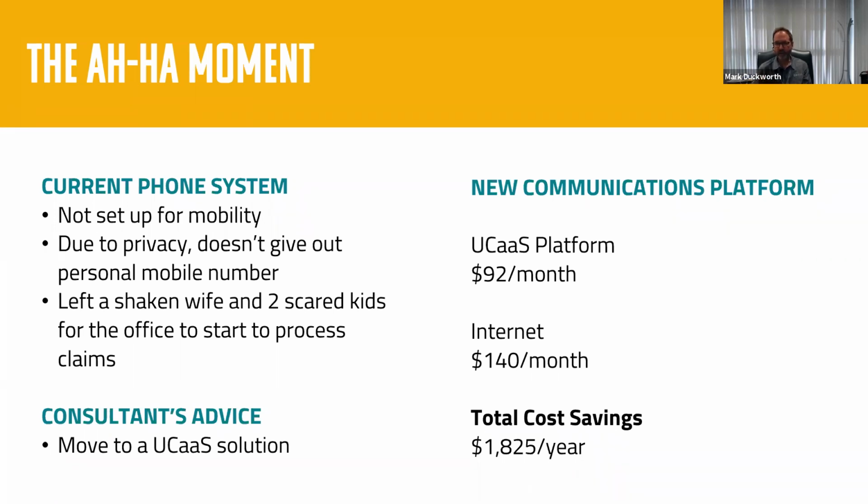But current phone systems are not set up for a lot of these tools that these customers want. There was no mobility. He didn't want to give out his personal number, and I say no mobility because it's not always easily achieved. There's an upgrade required or a license add-on. He didn't want to give out his mobile number due to privacy, right?